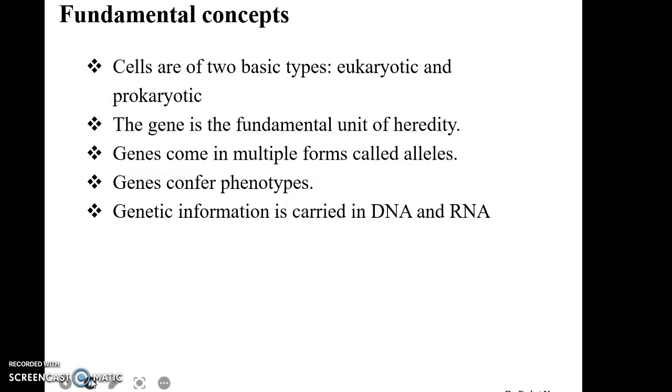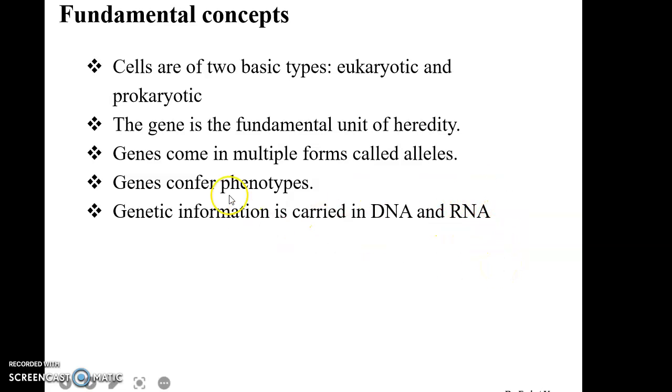Next is that genetic information is carried in DNA and RNA. Genetic information is encoded in molecular structures of nucleic acids, which are of two types. First is the DNA and second is the RNA. DNA is the deoxyribonucleic acid and RNA is the ribonucleic acid. The nitrogenous bases in DNA are of four types, adenine, thymine, cytosine and guanine, while in RNA there is a variation. Instead of thymine there is a uracil.